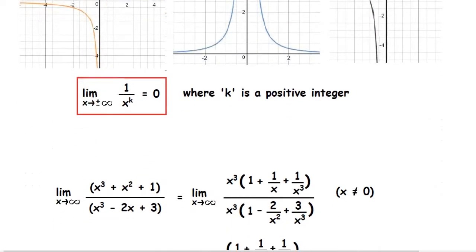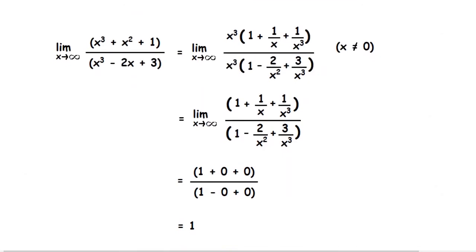Now let's learn how to evaluate limits at infinity. Take this example: limit of x cubed plus x squared plus 1 divided by x cubed minus 2x plus 3 as x tends to infinity. Our first step is to take the highest power of x out from both the numerator and denominator. For the numerator, the highest power is x cubed. So we take x cubed out of the numerator. So this gives us x cubed into 1 plus 1 over x plus 1 over x cubed.